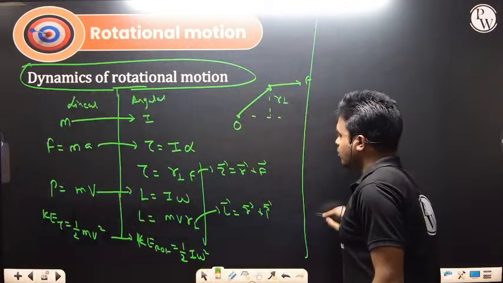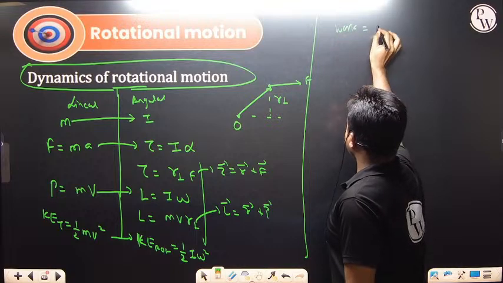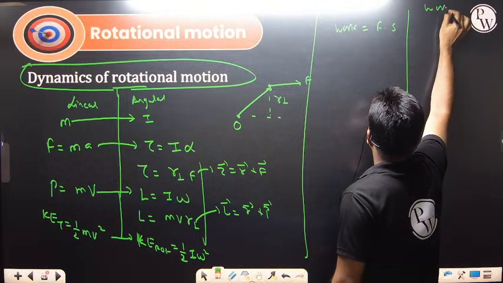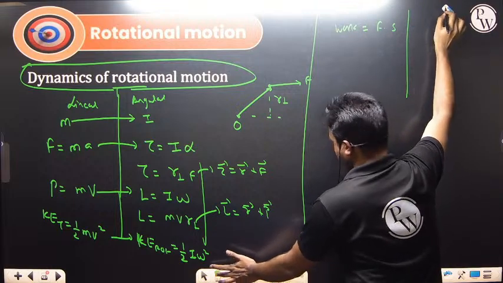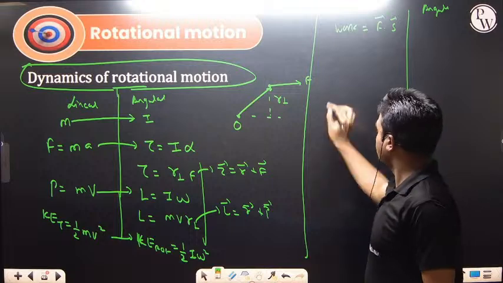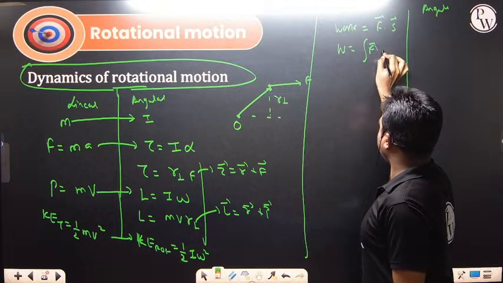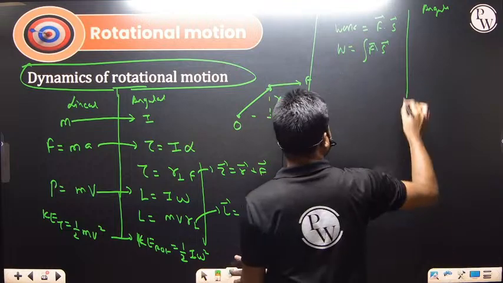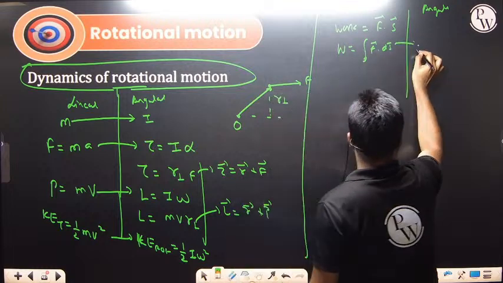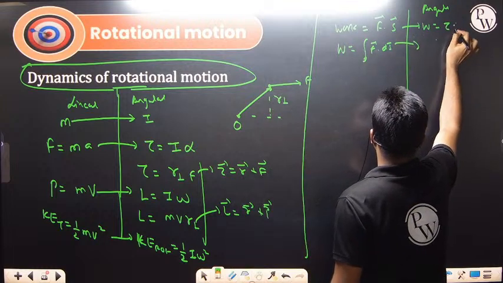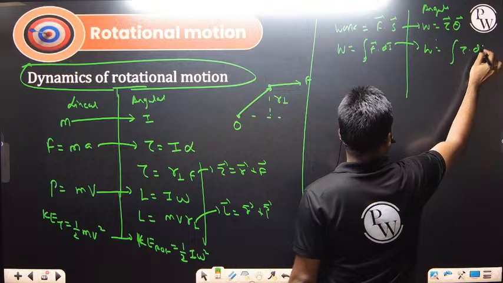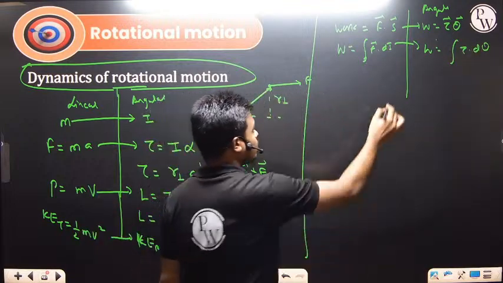If you apply the work energy theorem, what is work? We discussed force into displacement in terms of the linear. And what will work be in the case of angular? Work done is integration of F dot ds. Corresponding work done equals tau into theta. Corresponding we can write W equals integration of tau d theta. So tau into theta is the work done in this particular case.